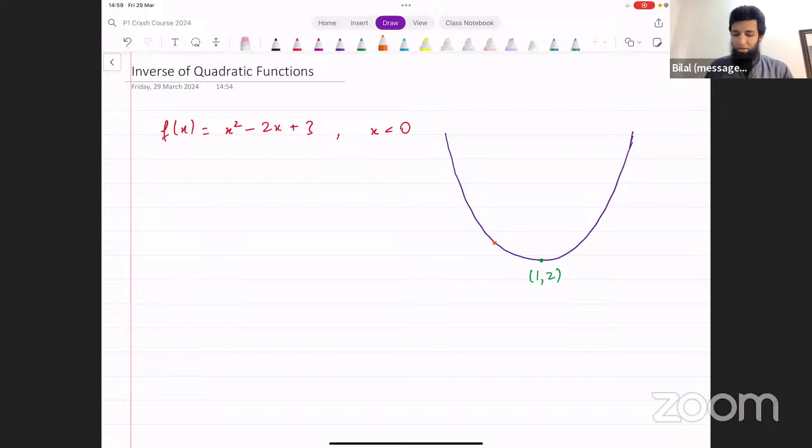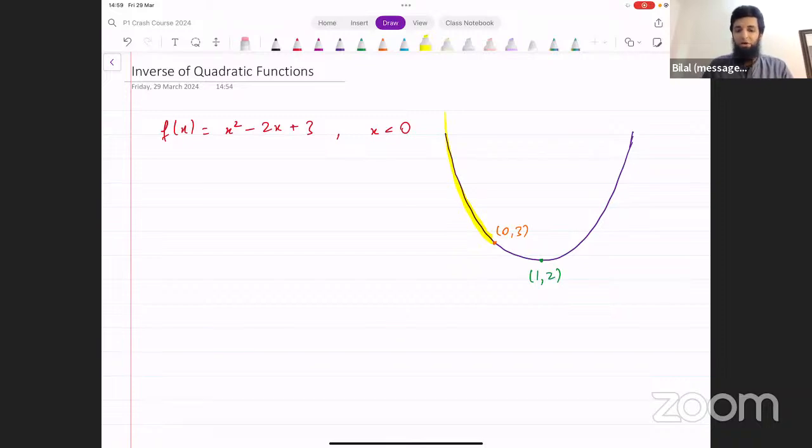You could have 0 here somewhere. Let's say this is the x coordinate 0, y coordinate will be 3. Only this part will be valid, right? X less than 0 means only the left part of this curve is valid. Now, if you look at the yellow part only, that yellow part is one-to-one, right?